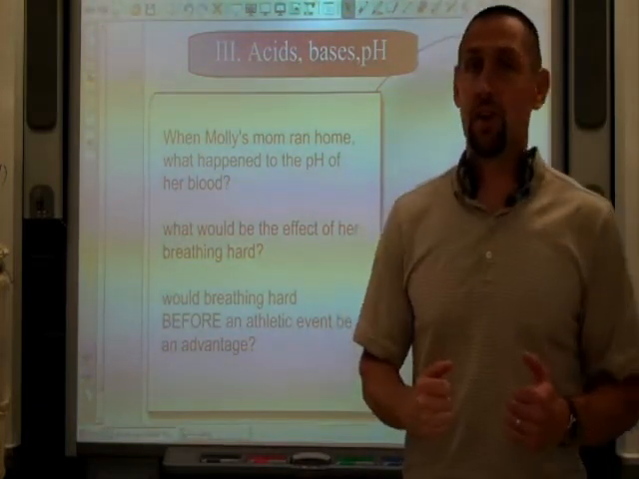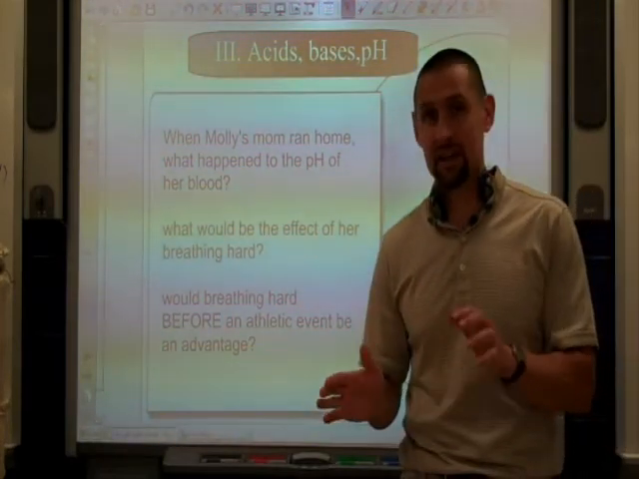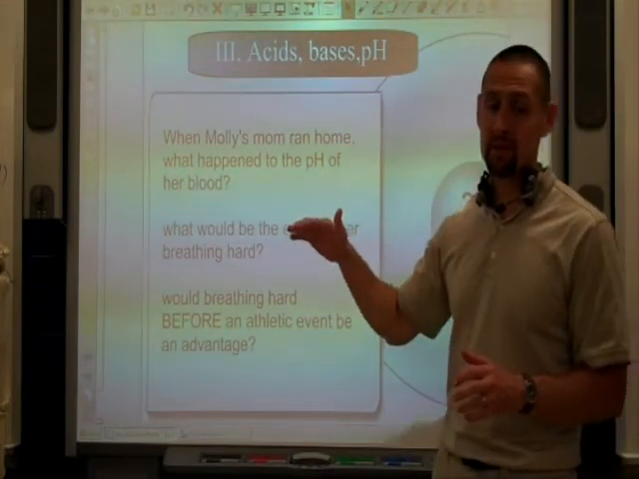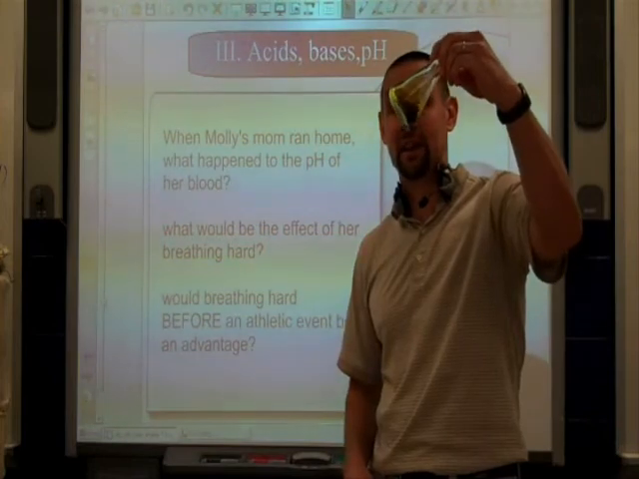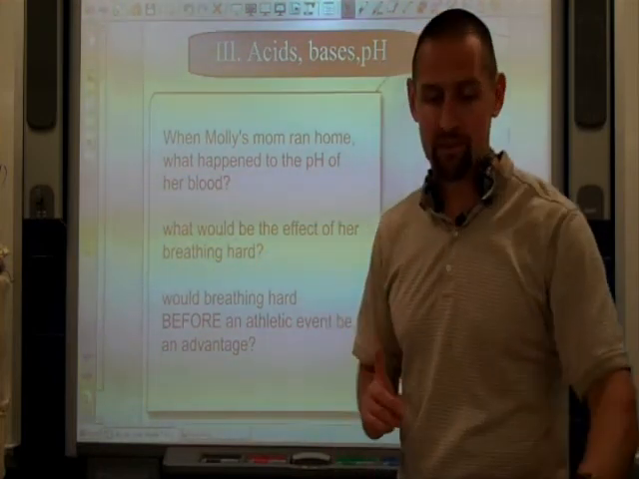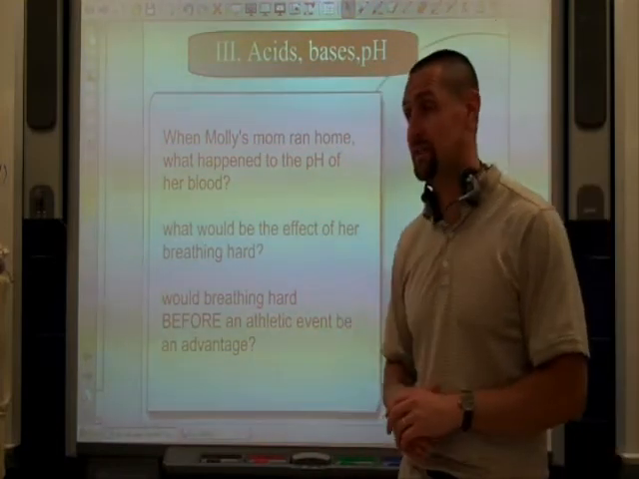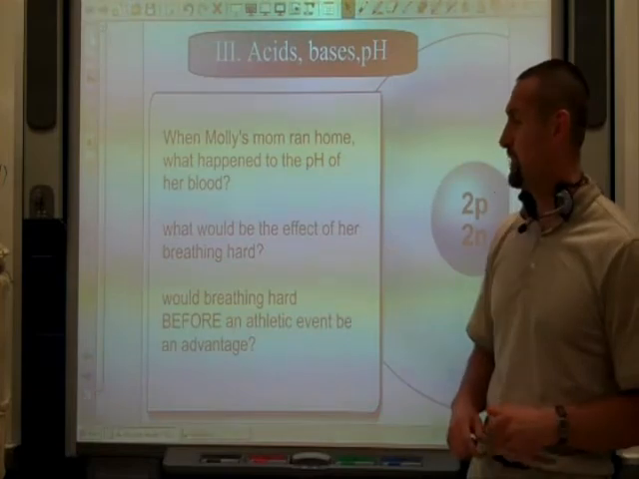So as she's running home, her body's breaking down sugar into carbon dioxide and water. As that carbon dioxide is being added to the blood, just like the carbon dioxide was added to my indicator solution, what happened to the pH? That's right, pH goes down. So if her pH goes down, what would be the effect of her breathing hard?